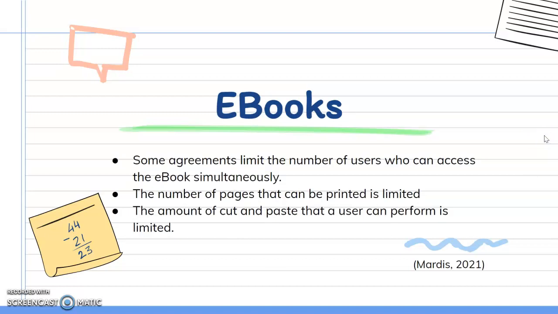eBooks. Some agreements limit the number of users who can access the ebook simultaneously. The number of pages that can be printed is limited, and the amount of cut and paste that a user can perform is limited.